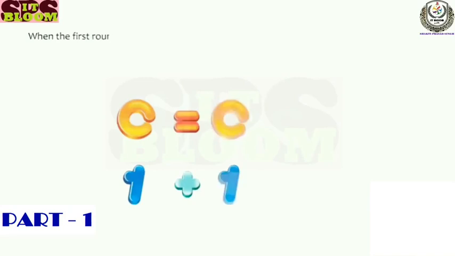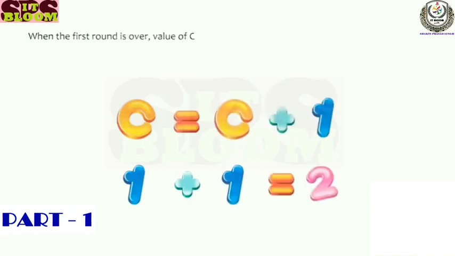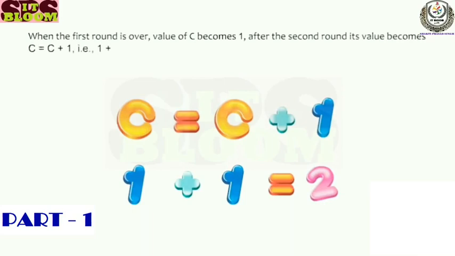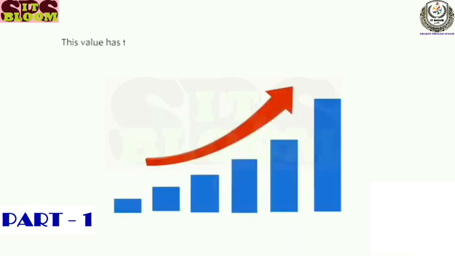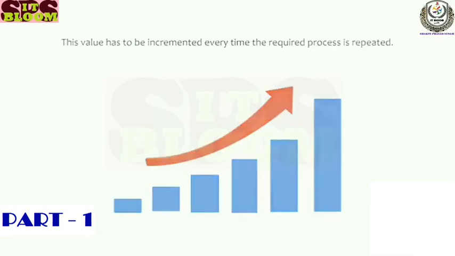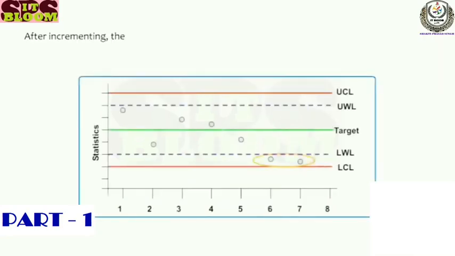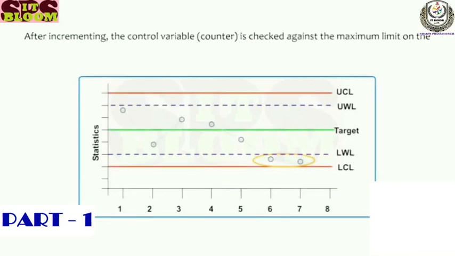When the first round is over, value of c becomes 1. After the second round, its value becomes c equals c plus 1, that is 1 plus 1 equals 2, and so on. This value has to be incremented every time the required process is repeated. After incrementing, the control variable counter is checked against the maximum limit on the number of the repetitions required.